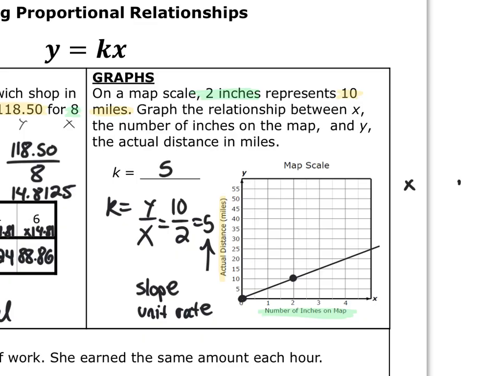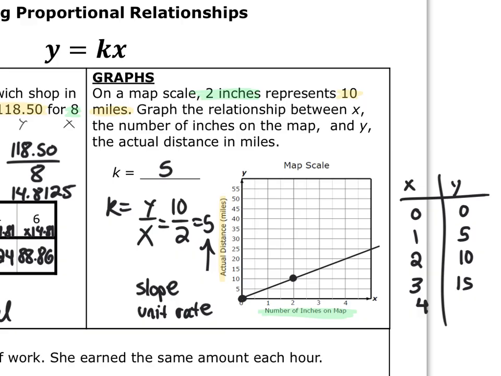But I also want you to know that you can use a table to create a very precise graph. So I would just create a table like that. I would start with 0. 0 times 5 is 0. Then let's try 1. 1 times 5 is 5. 2. 2 times 5 is 10. 3. 3 times 5 is 15. And 4. 4 times 5 is 20. So my rule that got me from x to y was times 5.